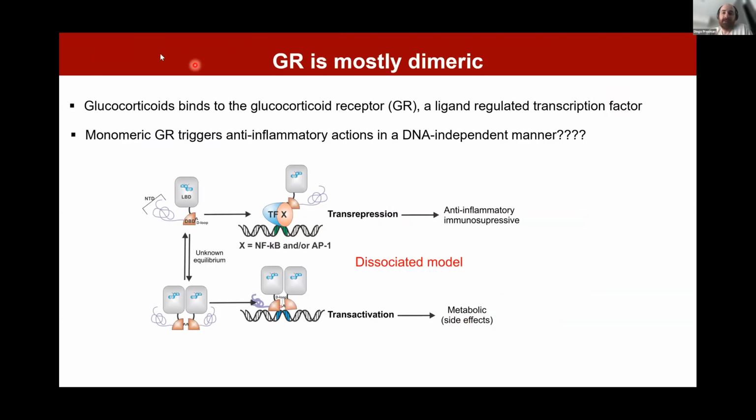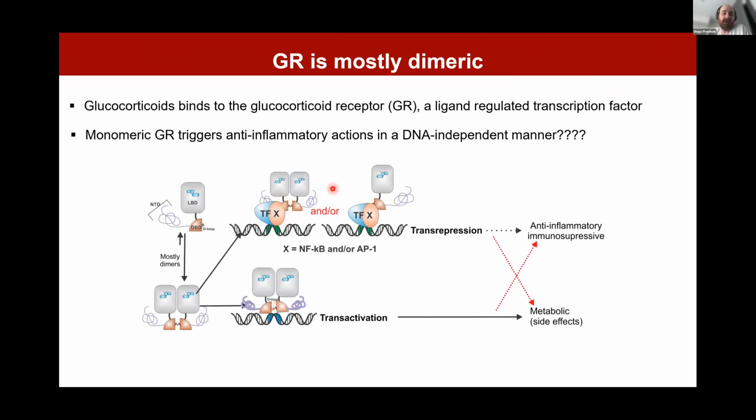So the idea that monomeric GR is the one causing transrepression is put into question. So we may have a model where either the monomer or the dimer could be doing this process, but since GR is mostly dimeric to begin with, it's more parsimonious to think that it's the dimer that's doing everything here. And even though there have been a lot of papers showing that transrepression, as I define it, is responsible for metabolic side effects, while transactivation is needed for anti-inflammatory actions, now there are even papers claiming that this process is not even happening.